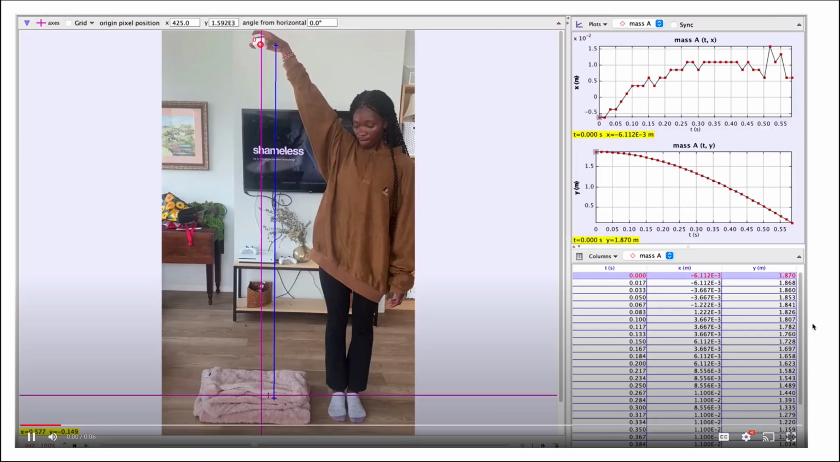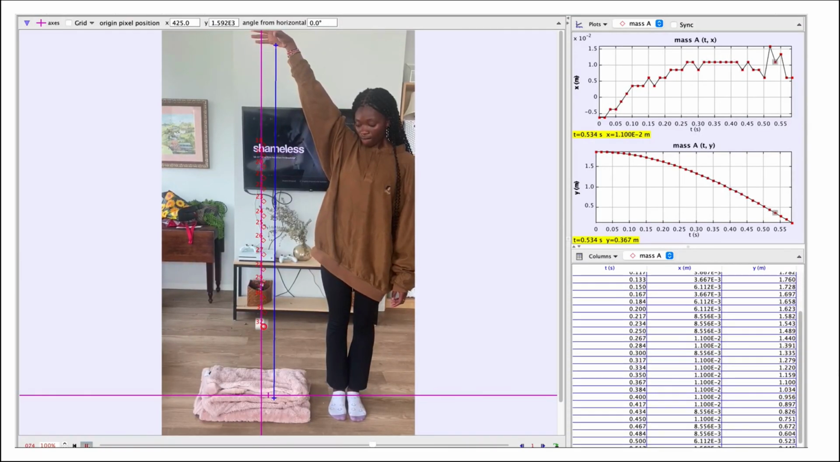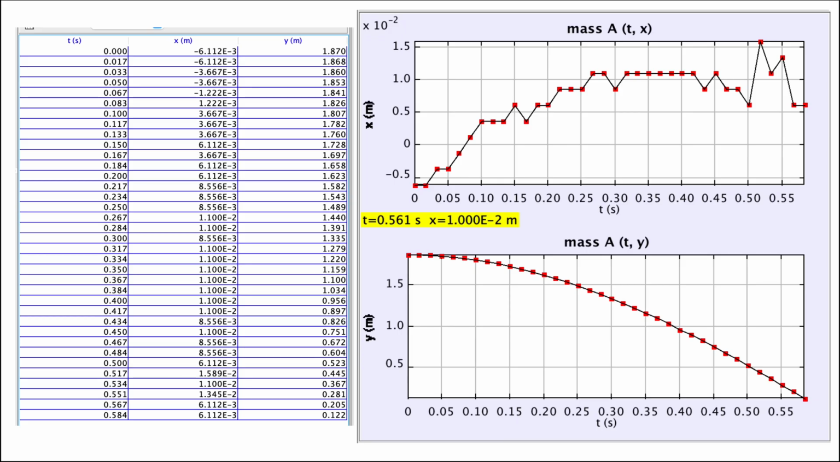In the Tracker software, you can see that I have set the y-axis to be the center line of where the brick falls, and the origin to be the floor where the brick hits. This means that the brick will fall in the negative y direction. The software tracks the brick as it falls down from rest and plots the data to the right.